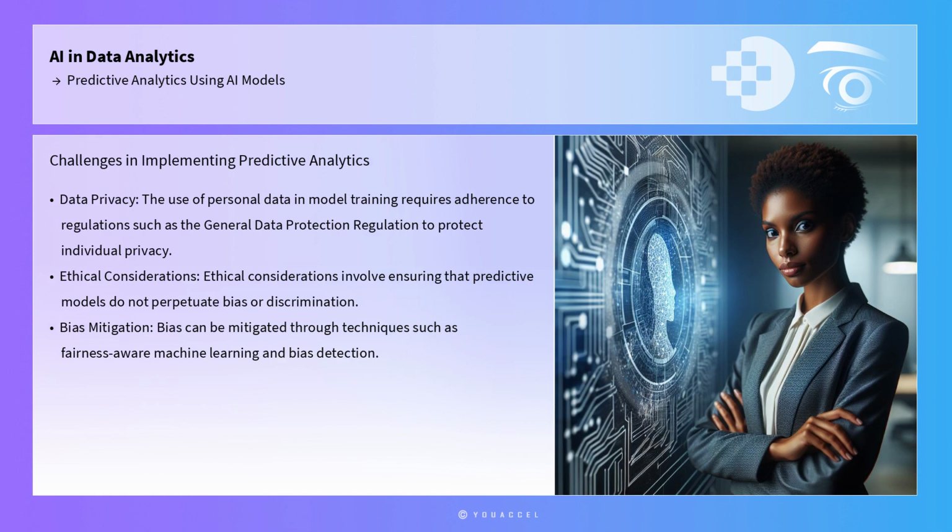To ensure the successful implementation of predictive analytics, it is crucial to address potential challenges such as data privacy and ethical considerations. The use of personal data in model training requires adherence to regulations such as the General Data Protection Regulation to protect individual privacy. Moreover, ethical considerations involve ensuring that predictive models do not perpetuate bias or discrimination, which can be mitigated through techniques such as fairness-aware machine learning and bias detection.